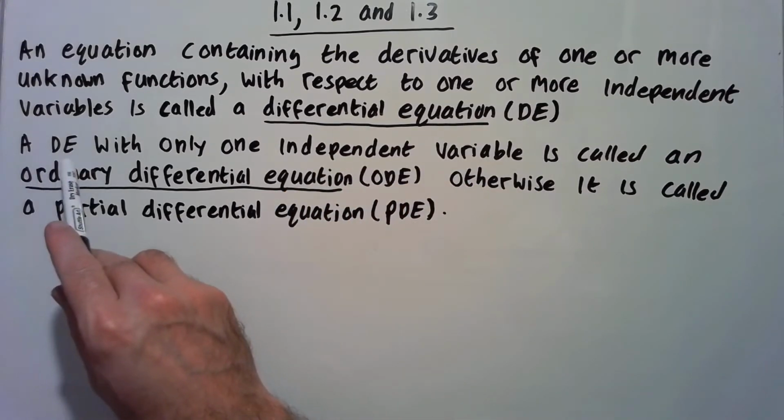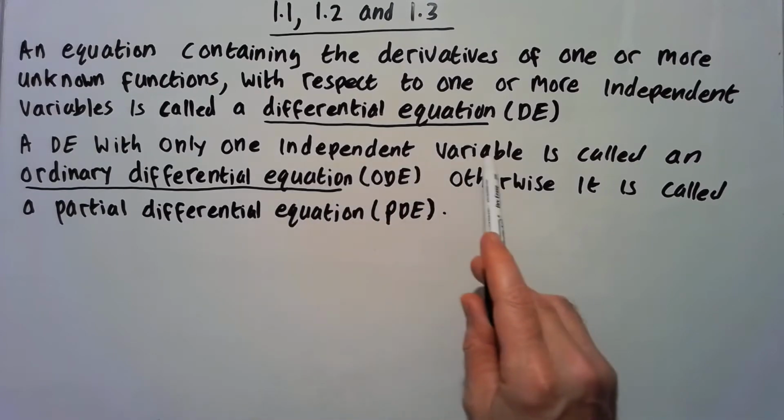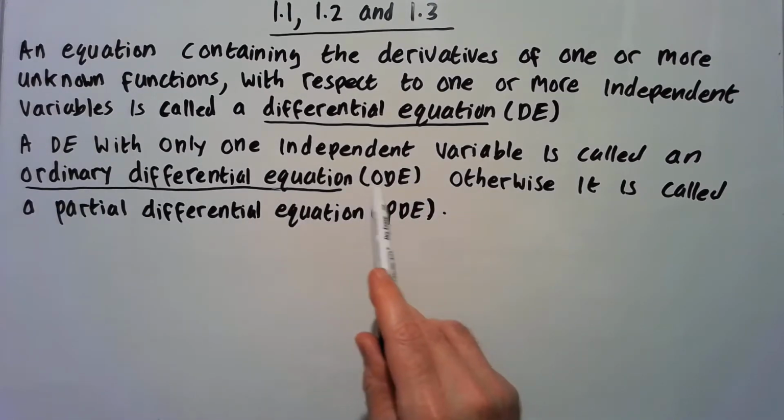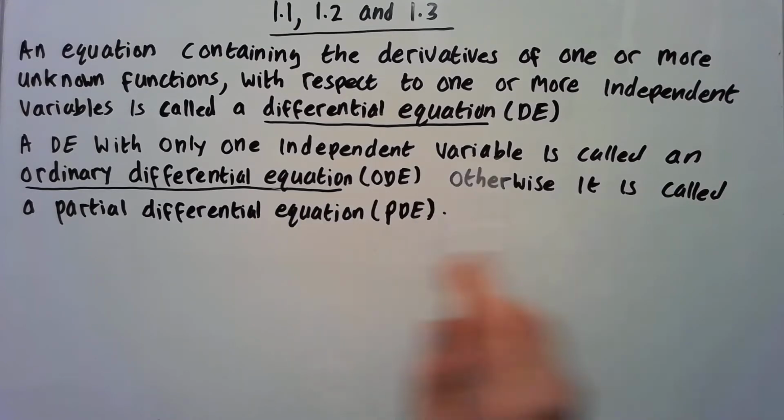A differential equation with only one independent variable is called an ordinary differential equation, or ODE. Otherwise, it is called a partial differential equation. So let's look at some examples now.